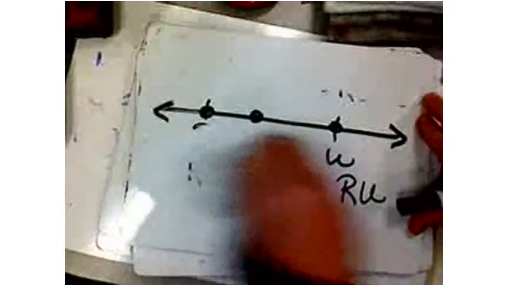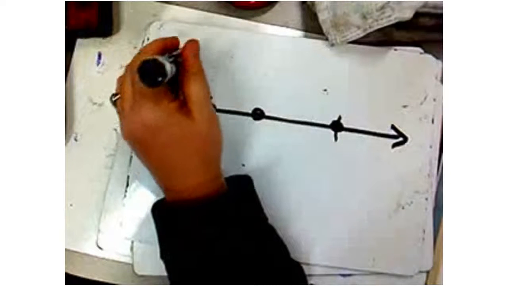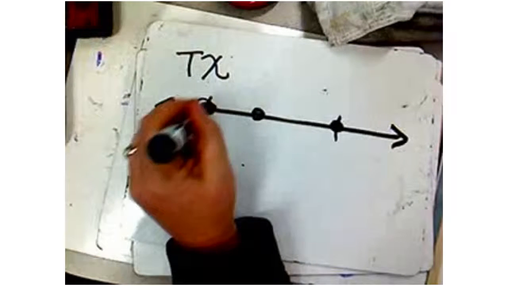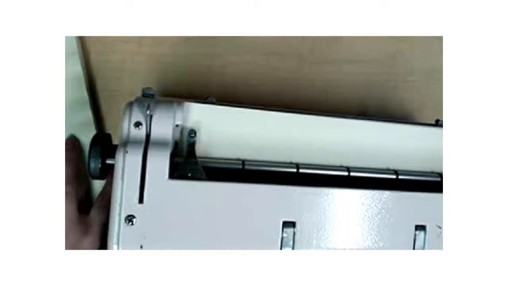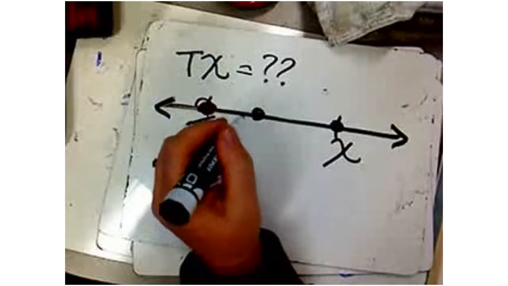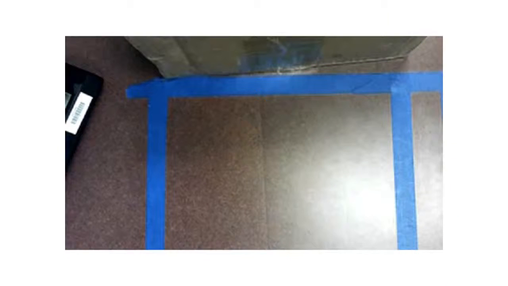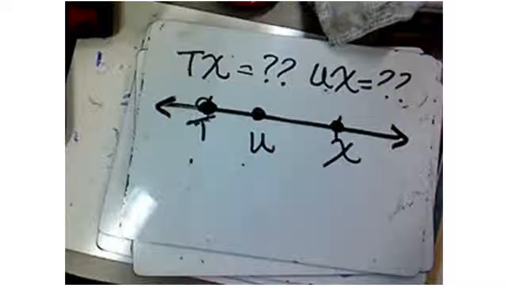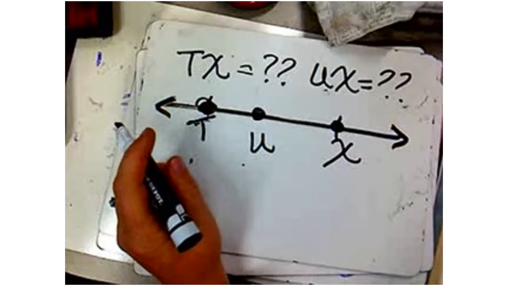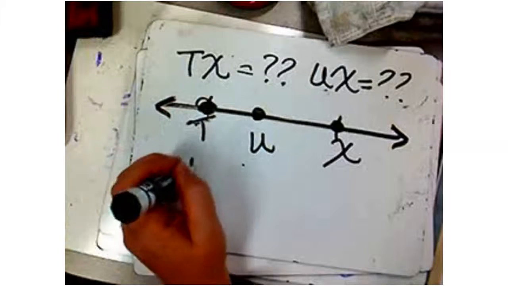Let's try it again. Look at the same line, and I'm going to give you a measure of TX, and I'm not even going to tell you what it is. TX is blah blah, and UX is blah blah. Find the measure of TU. What's your equation going to look like? TX plus UX. Careful. No, excuse me. TX is blah blah, UX is blah blah. Find the measure of TU. Careful, look at the graphic.